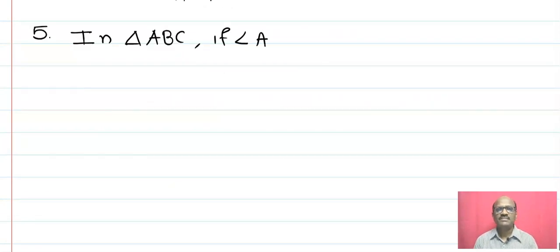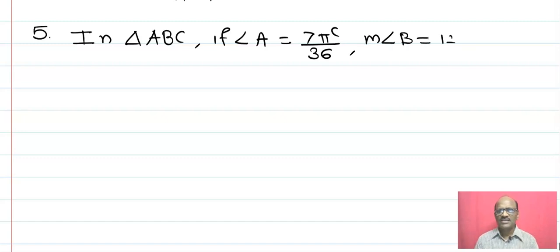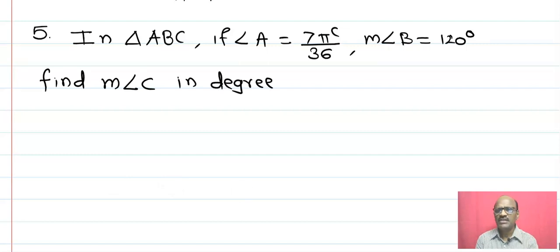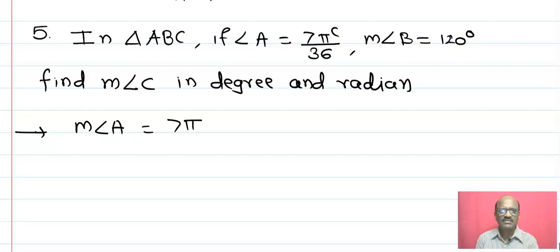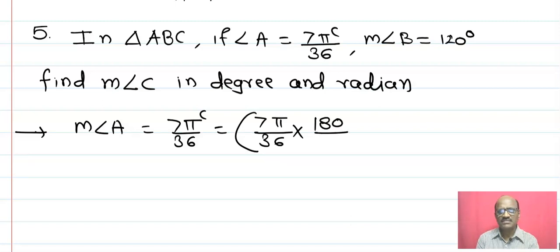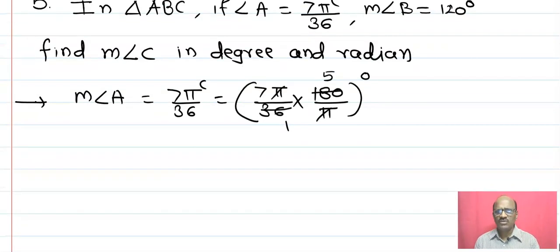Question number 5. In triangle ABC, very easy questions are there. They are depending on the sums of the measures of the angles of triangles is equal to 180. In the same case, we have also taken the quadrilateral angles. In triangle ABC, if the measure of angle A is equals to 7 pi upon 36 radian, our object is only that how the angles are converted in the degree. If the radian is given, and how to convert the angles from degree to the radian. This is the only objective of this exercise.